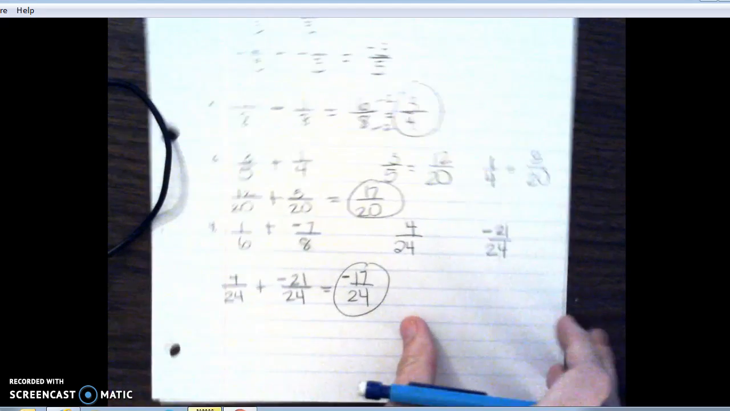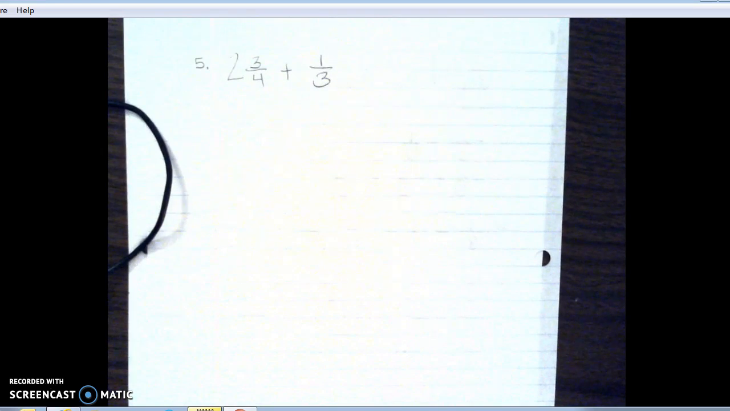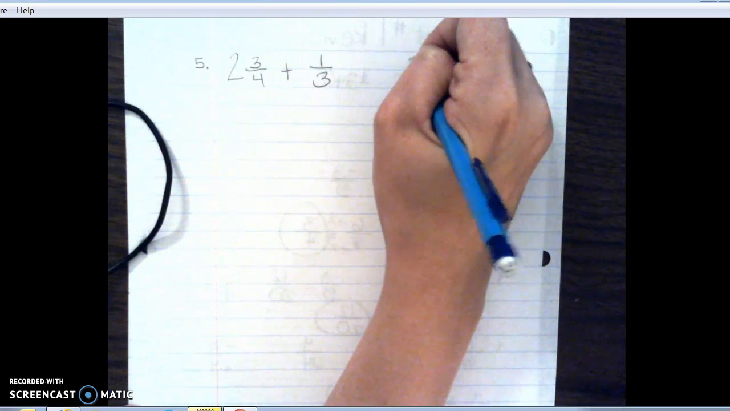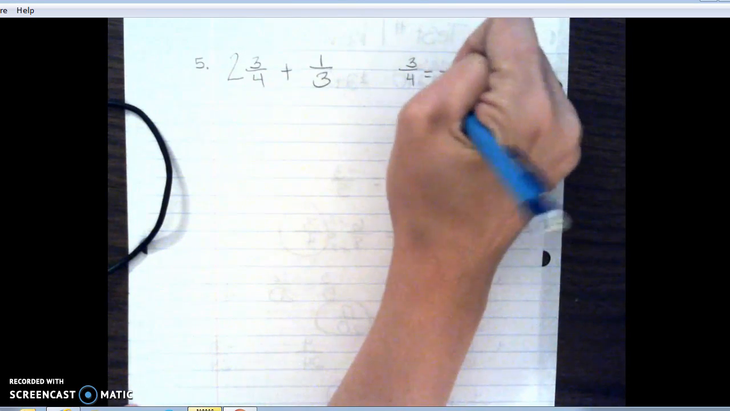On the next problems, we're going to do some mixed number problems. So go ahead and record, or we'll do one together. Go ahead and try this problem. 2 3/4 plus 1/3. So we'll do this one together just for review. On this one, the first step is to find the lowest common denominator, which is 12. So I'm going to go ahead and change them both to something over 12.